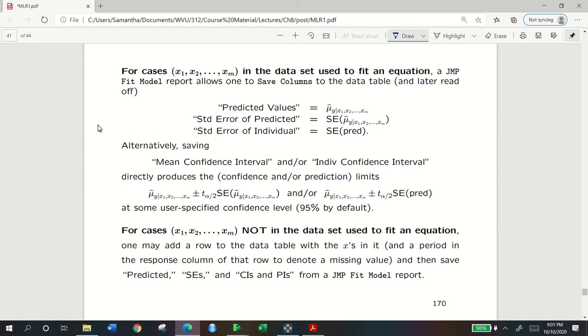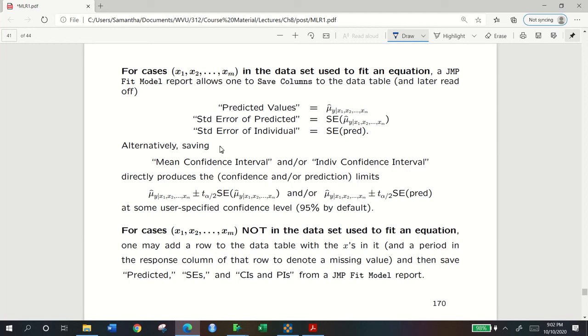And so just to have an understanding of what these look like in JMP. Once you get the fit model report in JMP and you want to get the necessary outputted values, you can do this by going to the red triangle and selecting Save Columns. Your mu hat of y given x1, x2, all the way to xm is written as predicted values. Your standard error of mu hat of y given x1, x2, all the way to xm is written as the standard error of predicted. And then your standard error of prediction is written as the standard error of the individual.